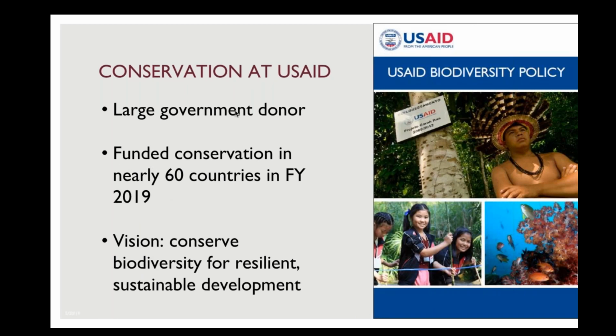So first, a little context about AID. So we're a large government donor, and this means that we work within a large bureaucracy, which has both challenges and opportunities for evidence use. Last year, we supported conservation activities in around 60 countries around the world as part of the US government's foreign assistance. We have a biodiversity policy that governs our work with an overall vision to conserve biodiversity for resilient, sustainable development.